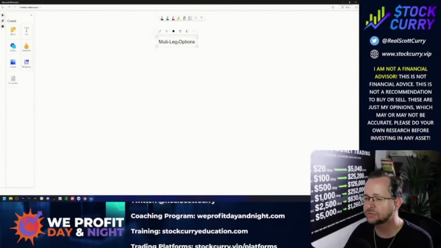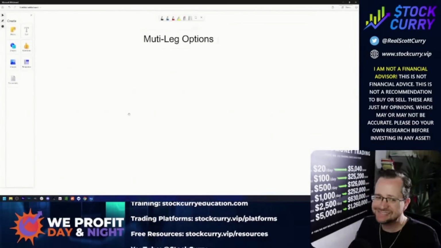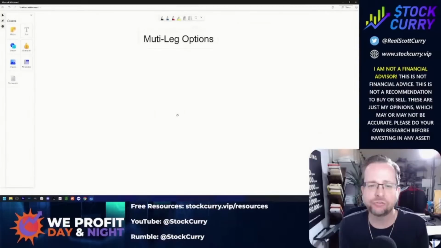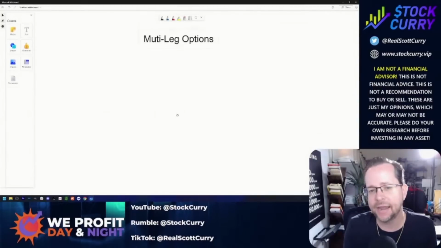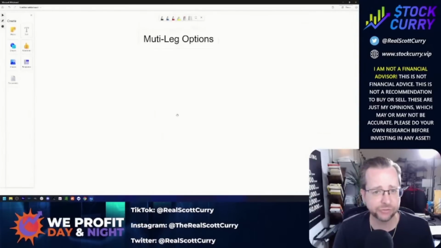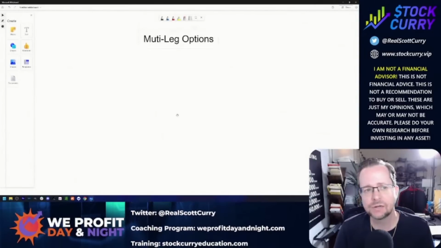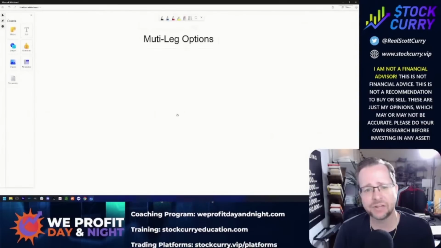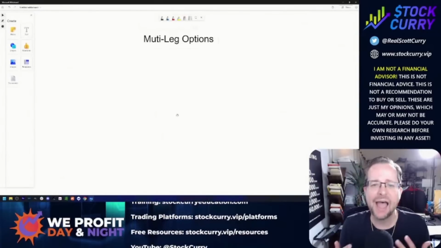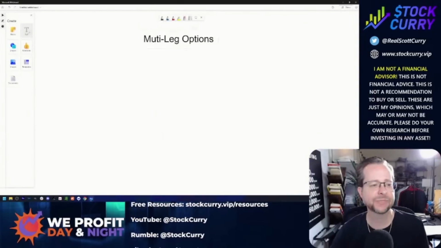Okay, how do multi-leg options work? Well, very simple. Let's say I want to sell a cash secured put. Let's say I want to sell a put, but I don't own the stock and I don't want to buy the stock either. Or let's say I want to sell a covered call, but I don't own the stock and I don't want to buy the stock. How can I actually do this without owning it? Well, this is where multi-leg options come in.